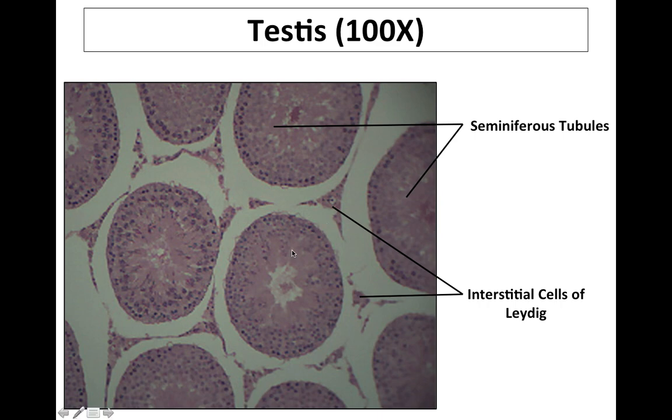On the outsides of the tubules, you have these cells that don't compose part of the tubule. These are the interstitial cells of Leydig. And these are actually the cells responsible for producing testosterone. So cells on the outside are your interstitial cells of Leydig.